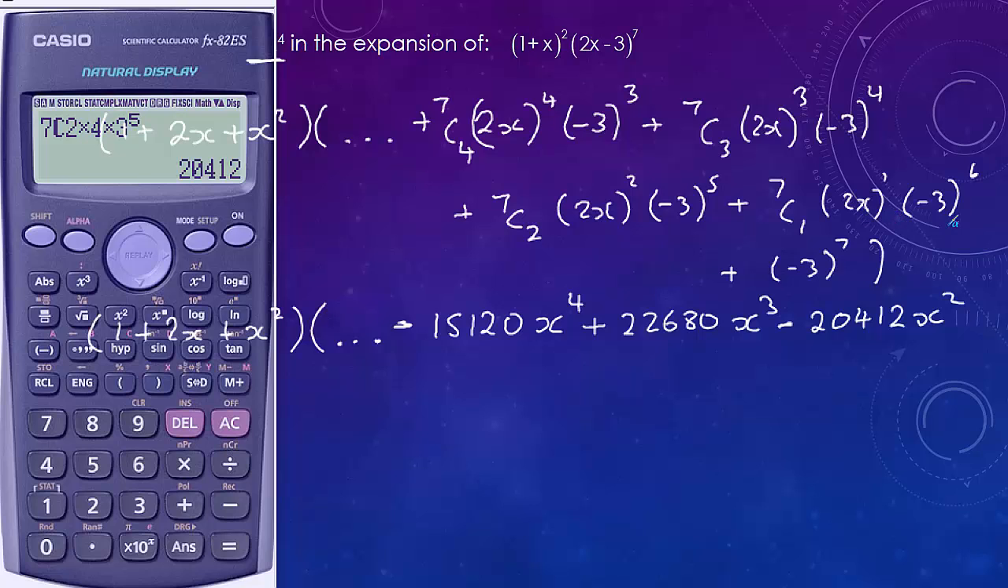Then we've got this term, the x term. So that is going to be 7c1, which I know is 7, multiplied by 2, 2 to the power 1, and we'll multiply that by 3 to the power 6, 10,206. That one would be a positive. So that's the x term, and then finally we'll have the constant term, the negative 3 to the power 7. So we've got 3 to the power 7, gives us 2187.